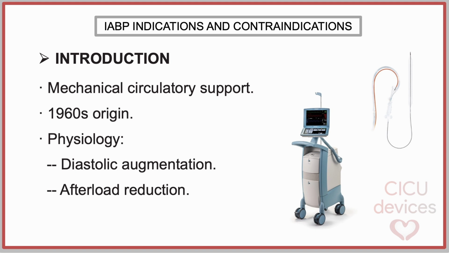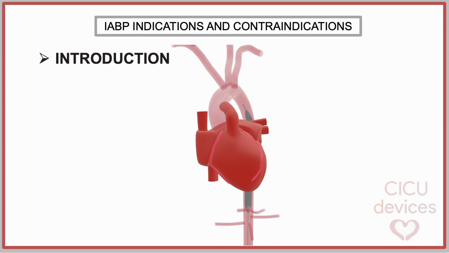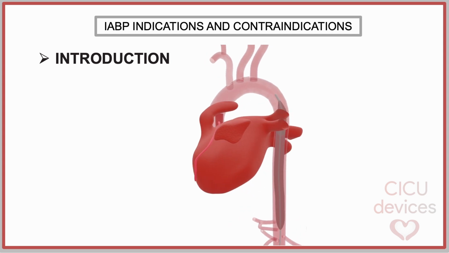It is designed to assist the failing heart by improving coronary perfusion and reducing left ventricular workload. The system consists of a balloon mounted on a catheter, positioned within the descending thoracic aorta. It operates through the principle of counterpulsation, inflating during diastole and deflating just before systole.